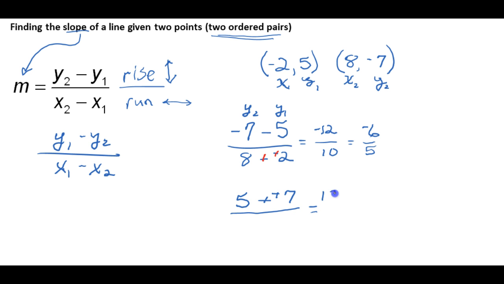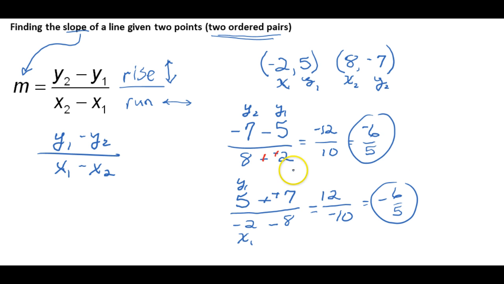Well, we are going to get a +12, but watch what happens down here in the denominator. Because we did y1 first, we have to do x1 first. And so x1 is -2 minus x2 is +8. So a -2 minus 8 actually gives us -10, and lo and behold, we still wind up with a -6/5 slope. So it really doesn't matter as long as you're careful about the y2 matching the x2 if those are first, or if y1 matches x1. And that's it for finding the slope given 2 points.